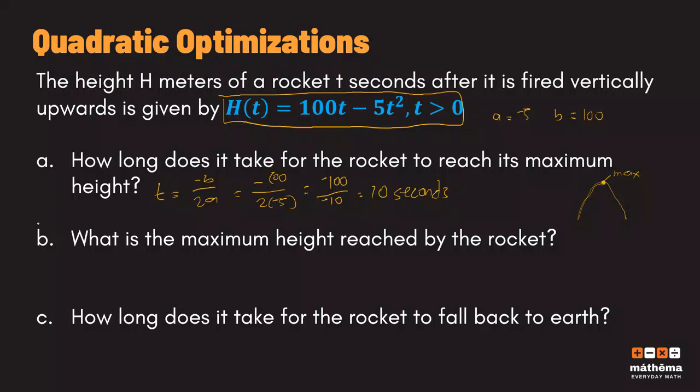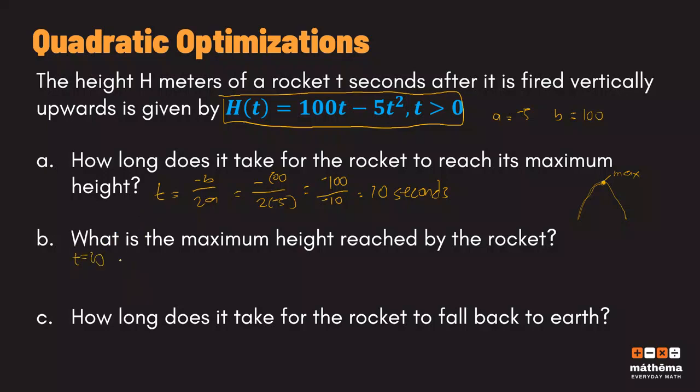Now, let's proceed to question B. What is the maximum height reached by the rocket? So again, earlier we were asked to find how long it takes for the rocket to reach its maximum height. And in letter B, we are asked what is the maximum height. So basically, what we are going to do is simply plug our values into our equation. So we know that t is equal to 10.